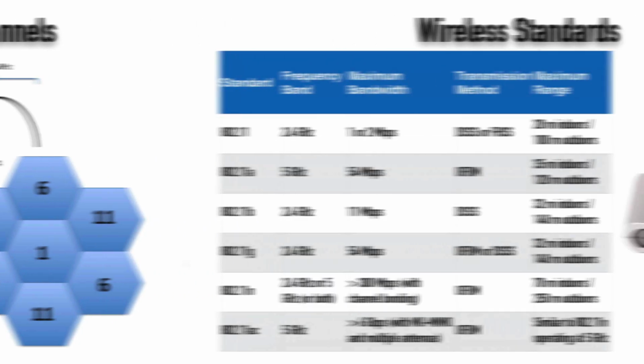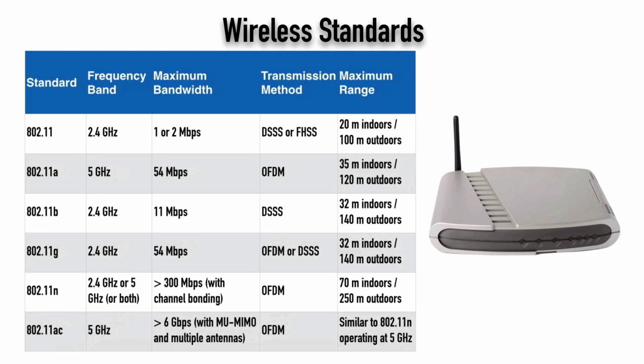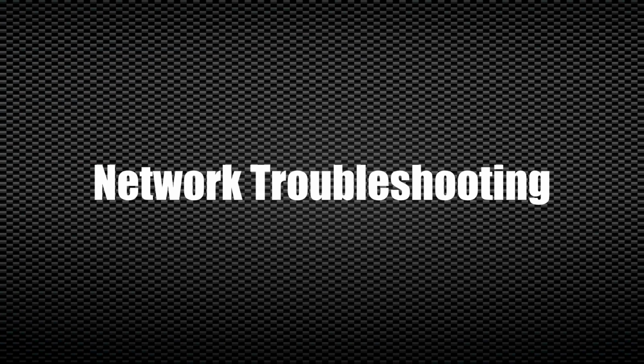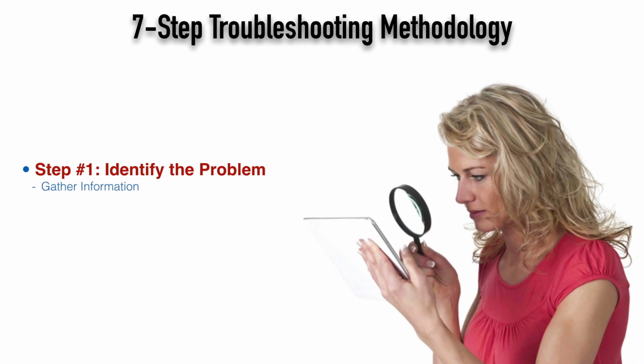Something else to just memorize, another table to memorize, would be the different wireless standards, the different IEEE 802.11 standards. And we give you a table like this in that course to memorize. And the last technical topic we get into in the course is network troubleshooting. And CompTIA gives us a 7-step troubleshooting methodology, beginning with clearly identifying the problem. We want to gather information surrounding that problem, and if possible, we'd like to be able to duplicate it. It's hard to fix something if we cannot duplicate what happened.